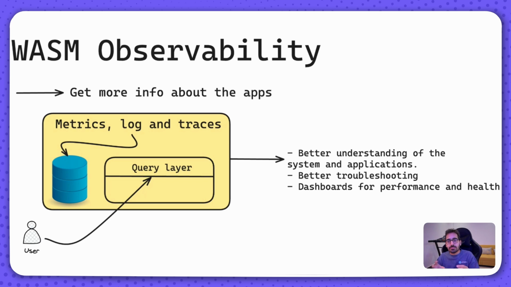So these are the three key things when we discuss observability: metrics, logs, and traces. These are stored in a database, like a time series database or whatever database there is, and then there is a query layer. As a user, what I want is to use that single query layer and get meaningful insights from my application so that I can debug it faster.